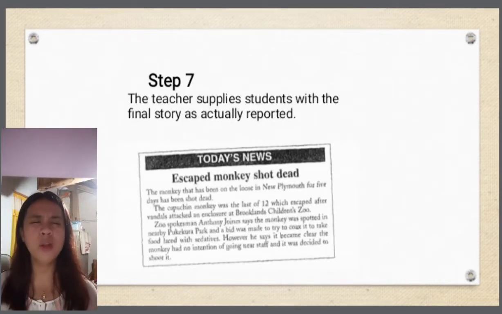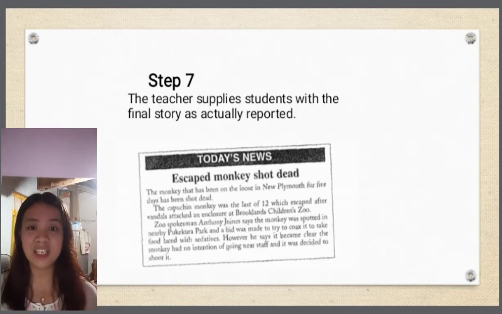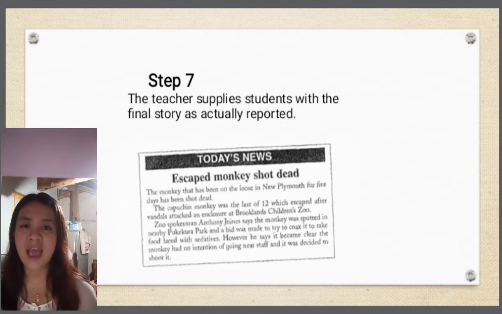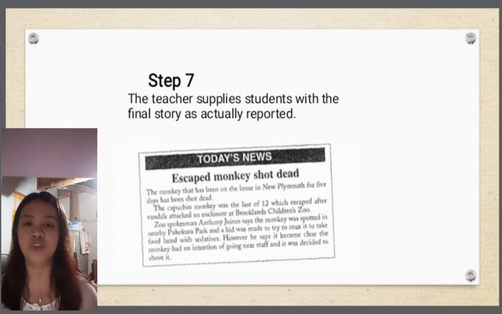So after all those tasks, after all those steps, we have here now the final step, which is step 7. The teacher supplies students with the final story as actually reported. So we have now the outcome, the final story that has been produced. We have here the final story, which is "The Escaped Monkey Shot Dead." That is the title of the story. So I will read it to you.